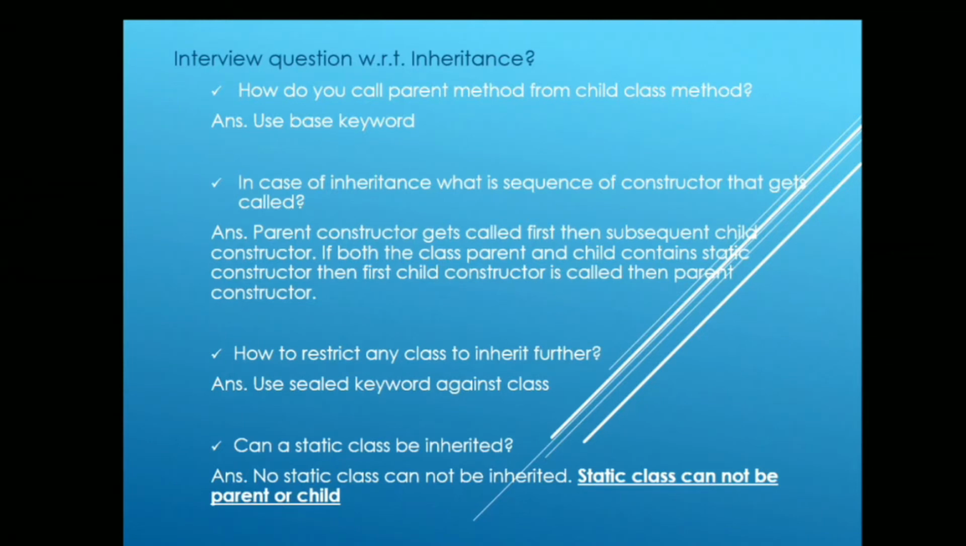So guys, in this video we tried to understand what is inheritance, which is the most important pillar of object-oriented programming. In the next video, we will try to understand what is polymorphism. Again, polymorphism is very important in case of object-oriented programming.